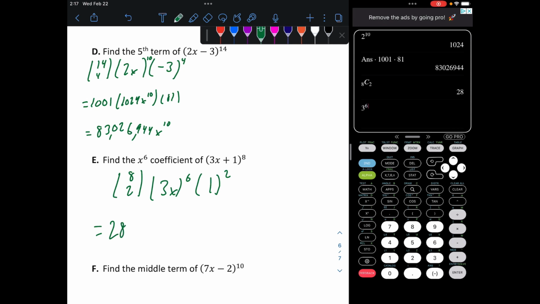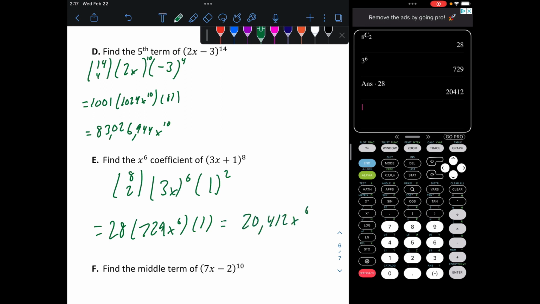It would be 28. 3 to the 6th would be 729, x to the 6th times 1. So my answer is 20,412 x to the 6th. So the answer is just 20,412.